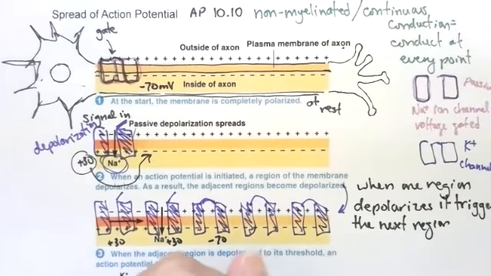This one's closed. This one's closed. So when this one opens, it triggers the next one. This is going to trigger the next one. And it spreads down the axon.